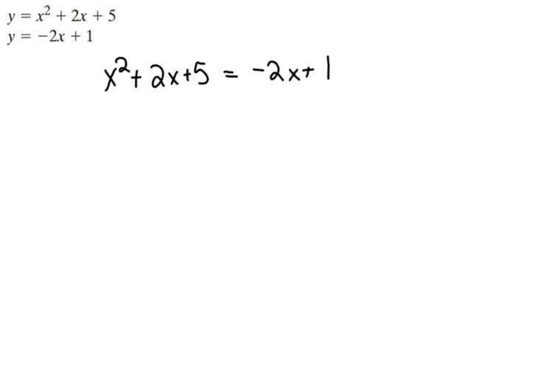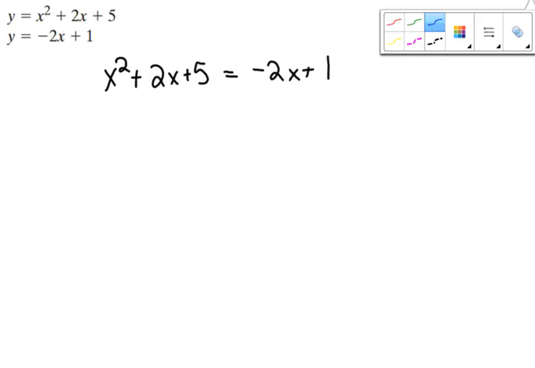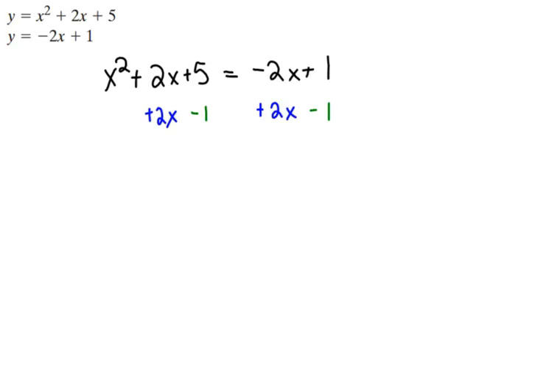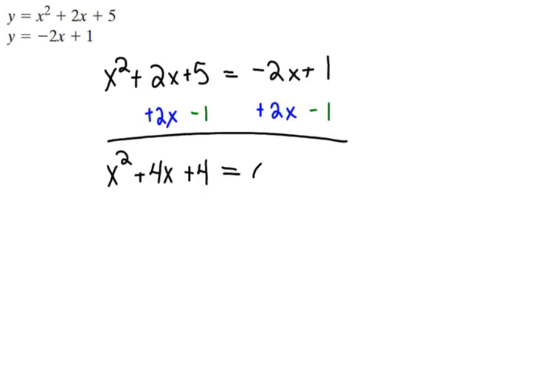I have a quadratic, so we move everything to the left. So I'm going to add 2x, and I am going to subtract 1 so that I get x squared plus 4x plus 4 is equal to 0. Now, you can use the quadratic formula to solve this quadratic, or you might notice that it factors. But I'm going to use the quadratic formula just to remind y'all how this works.